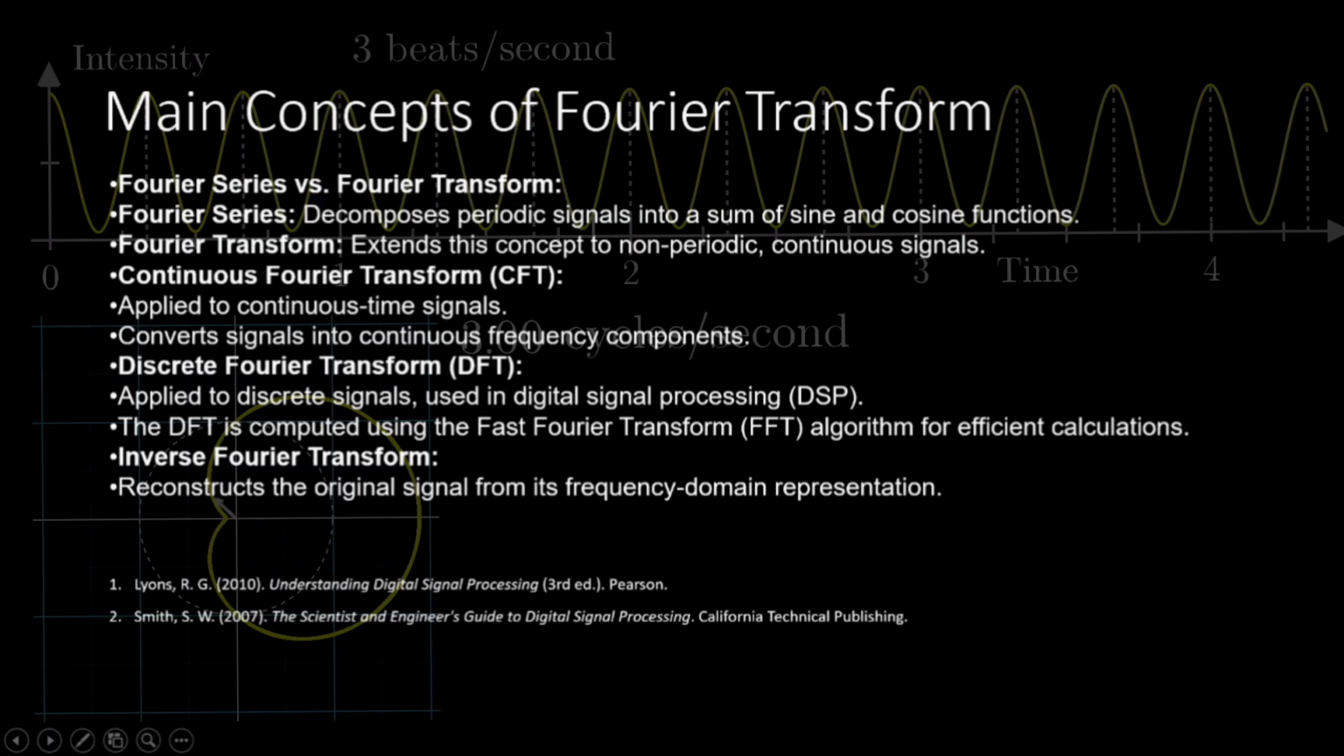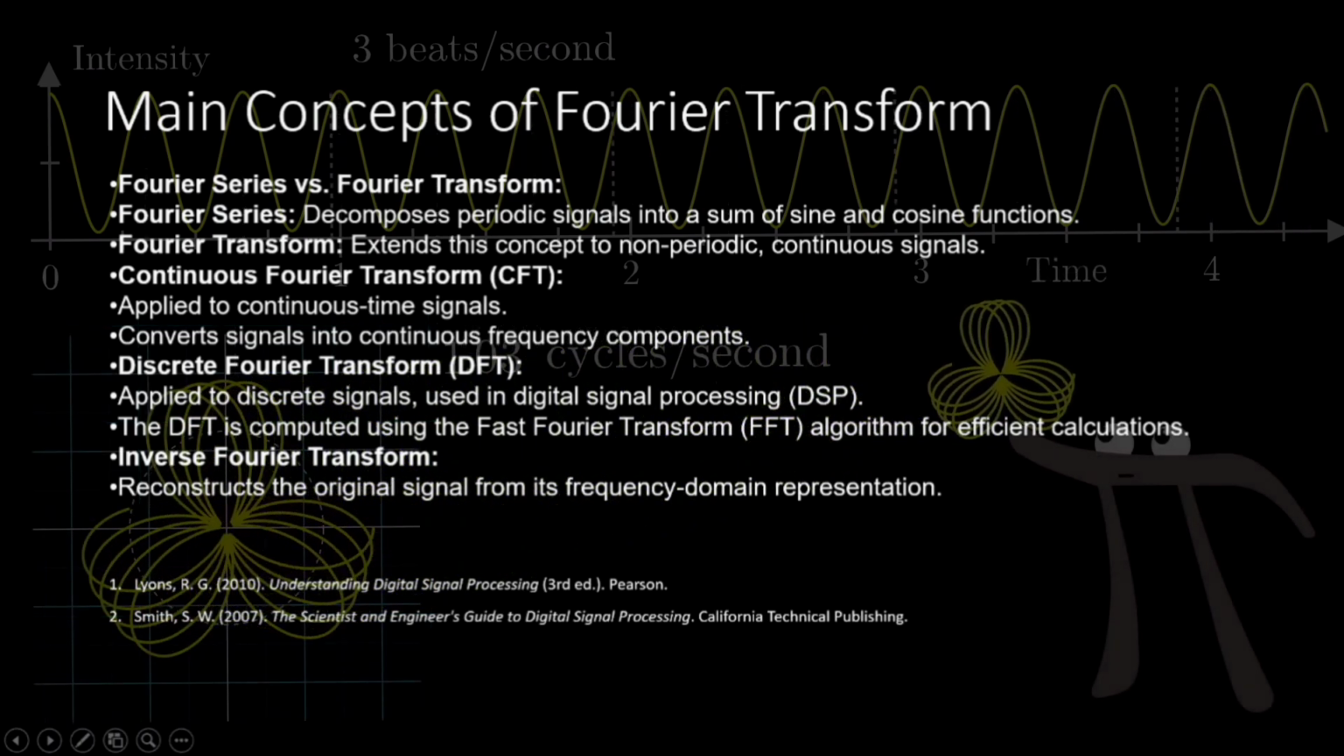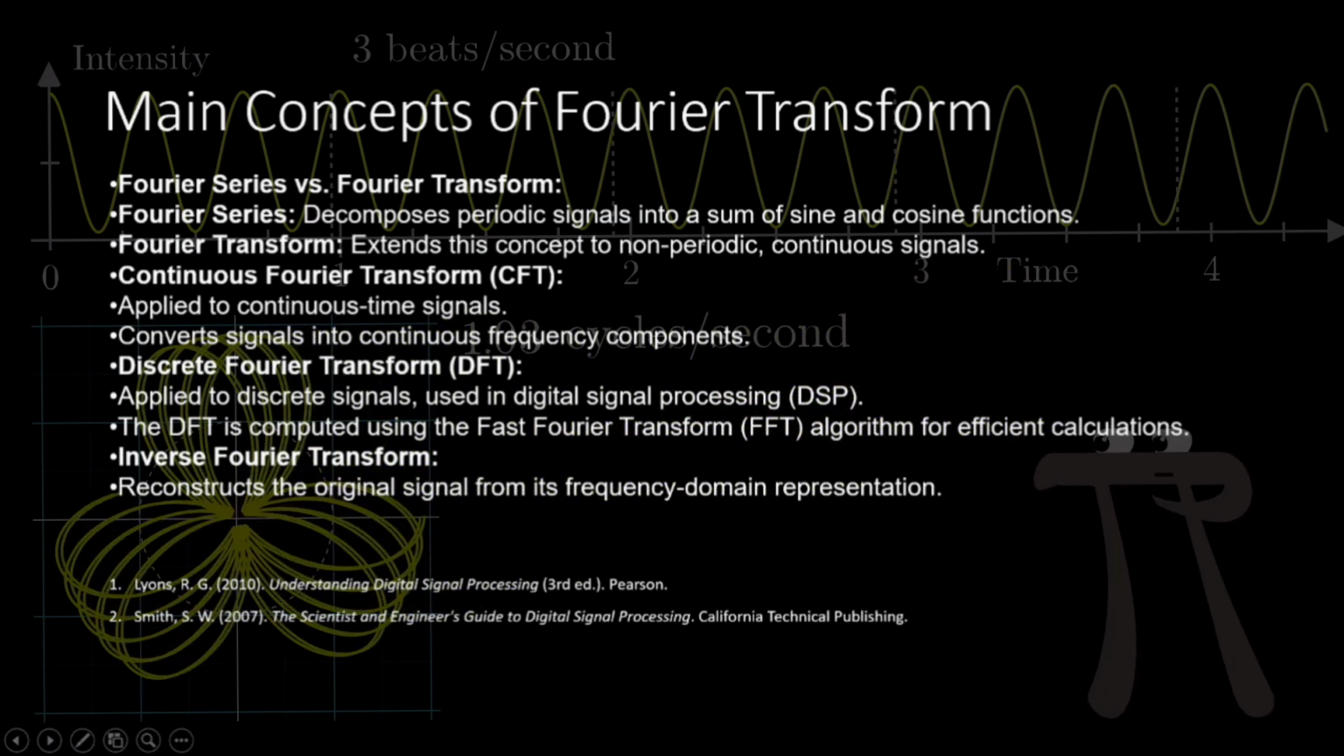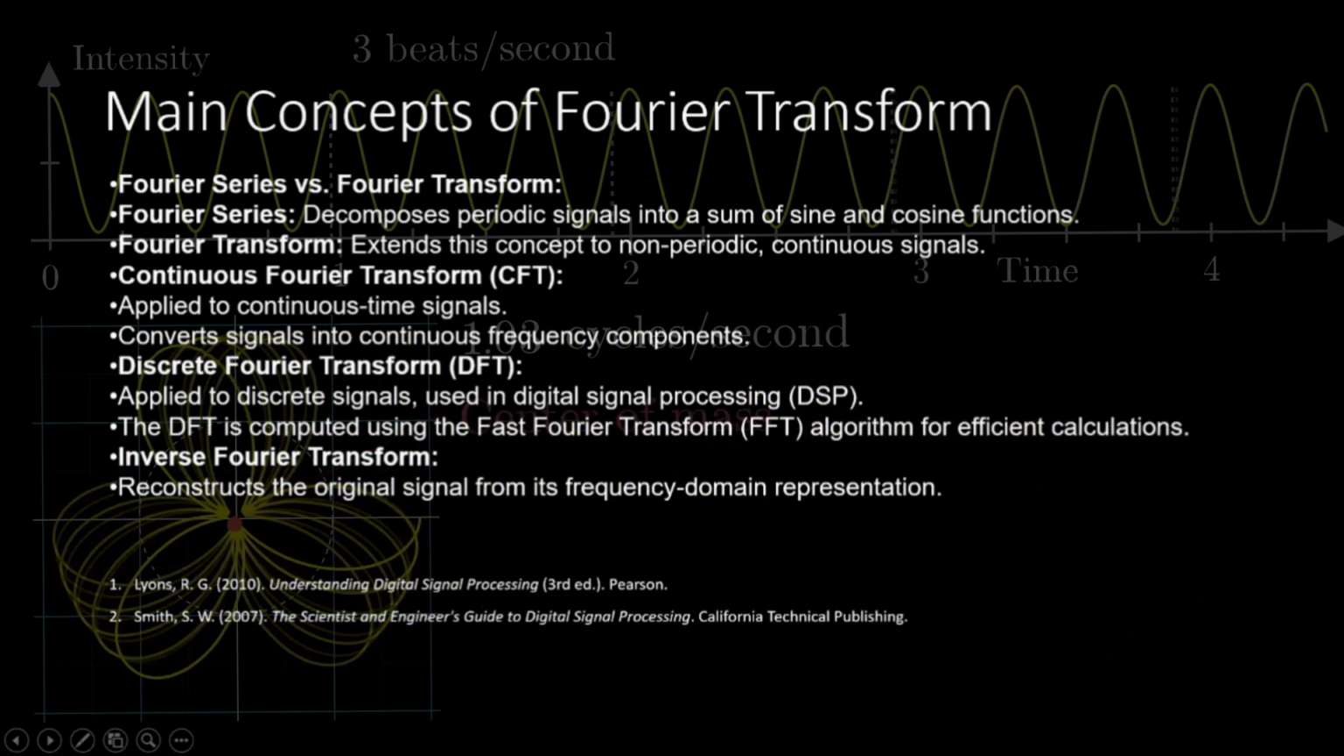Lastly, the inverse Fourier transform allows us to go back from the frequency domain to the time domain, ensuring that we can reconstruct the original signal from its frequency components. This two-way transformation is what makes the Fourier transform so powerful in signal processing.